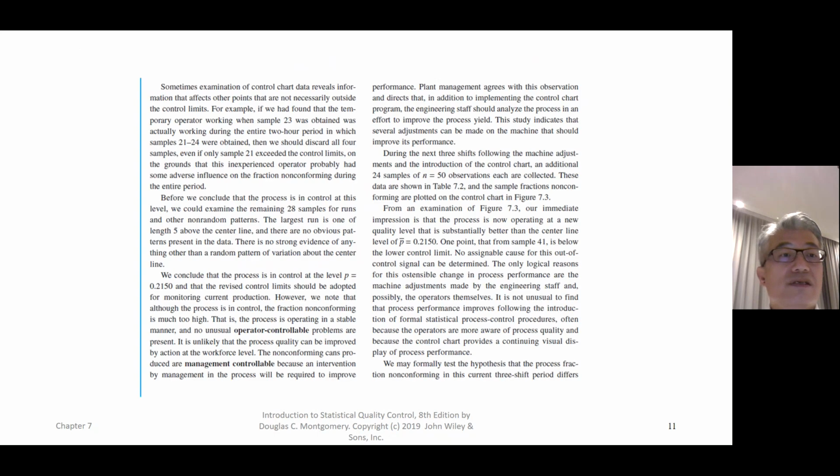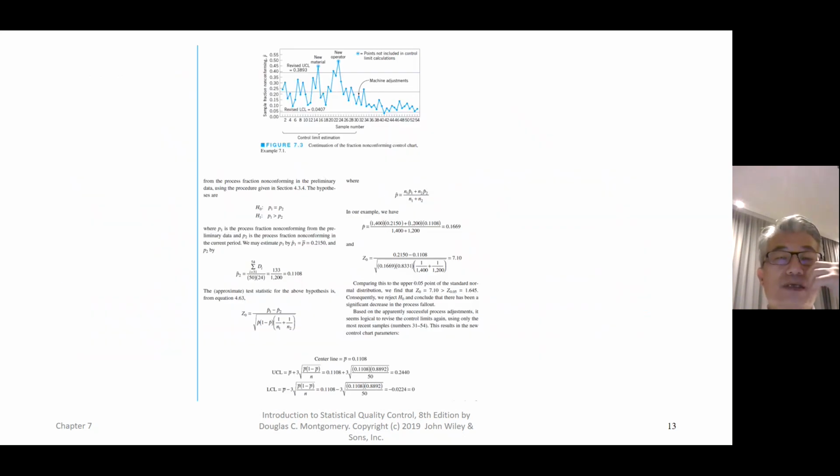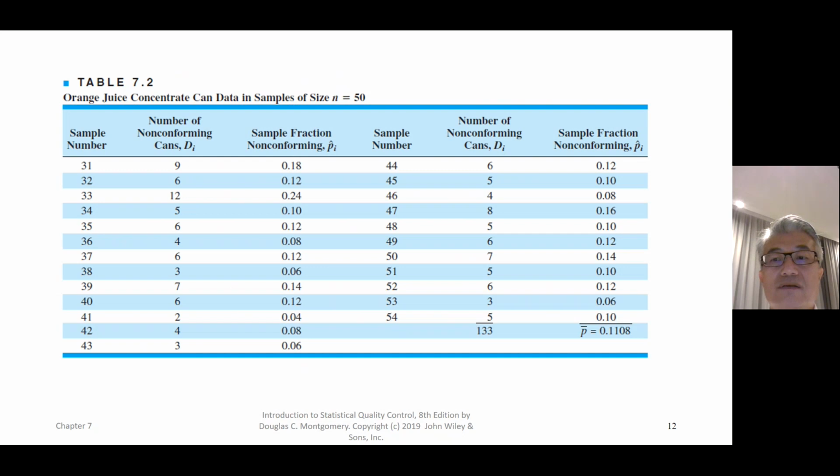There is a further continuation of the calculation of the sample information following Table 7.1, starting from sample number 31 until 54. Wow, this is a drop. I think the process improvement had been done. So p has dropped to below 11%.